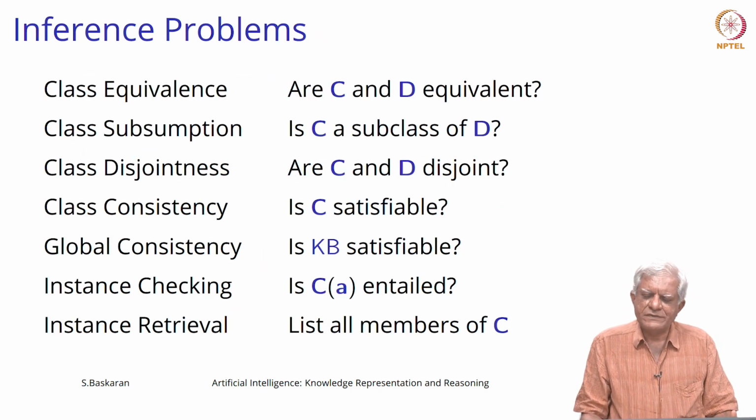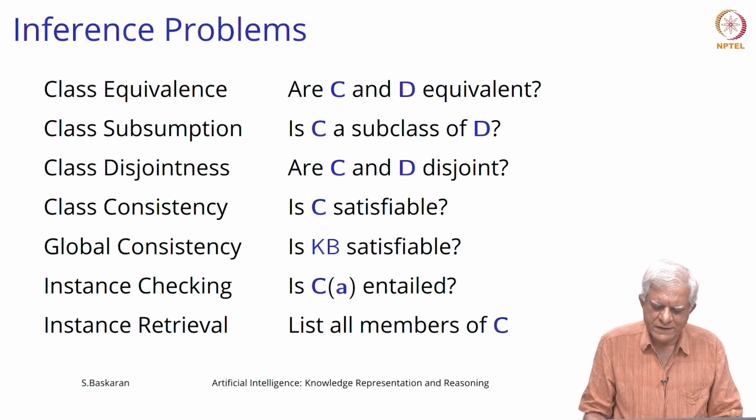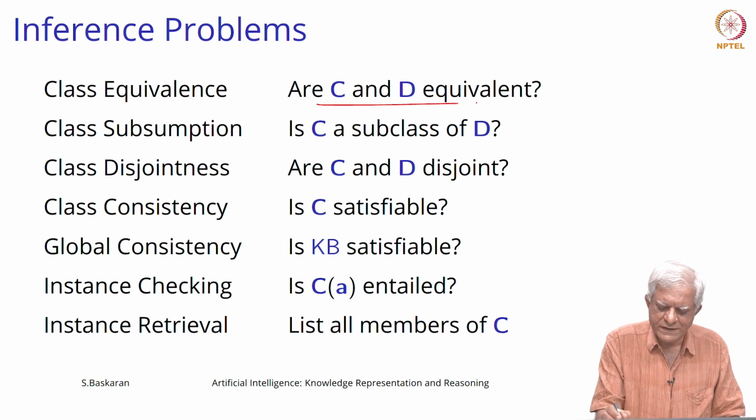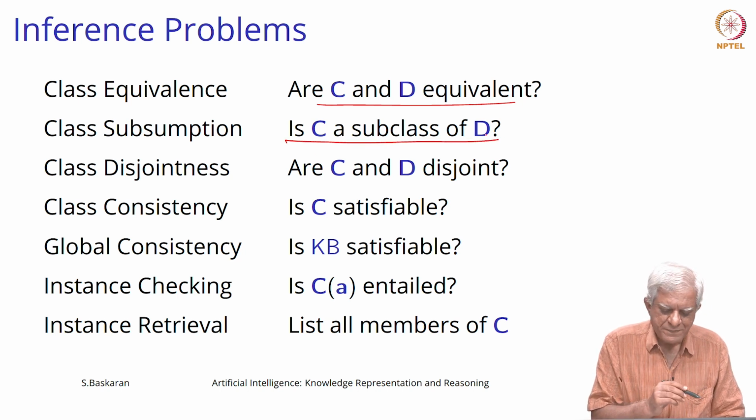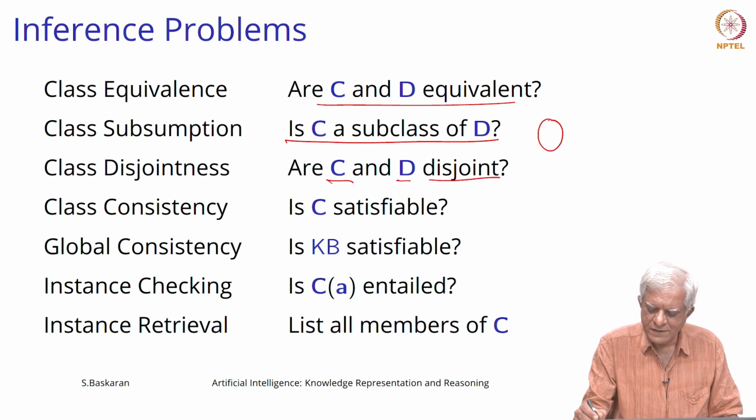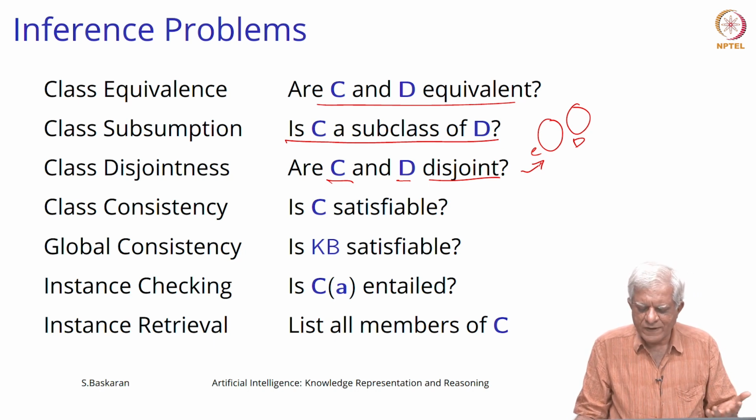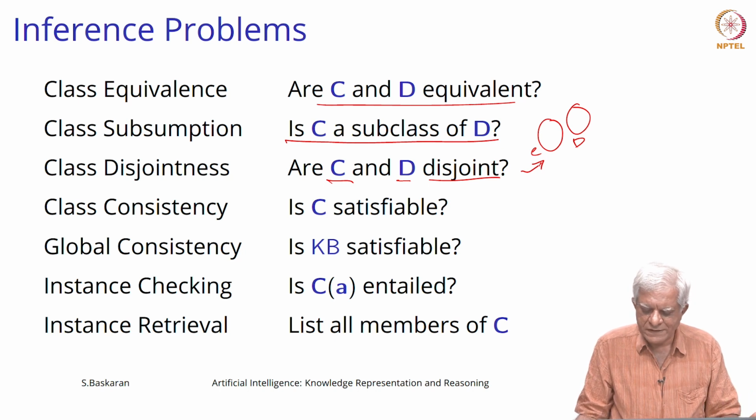So, what are the kind of inferences or the questions that we can answer? What are the inference problems that we can address in description logic using the Tableau method that we are talking about? The first thing is class equivalence, are C and D equivalent, then class subsumption, this is the most important. Is C a subclass of D? Class disjointness, are C and D disjoint? By this we mean that there is no overlap between the two sets. Is C satisfiable, which means can we find an individual which belongs to the class C?